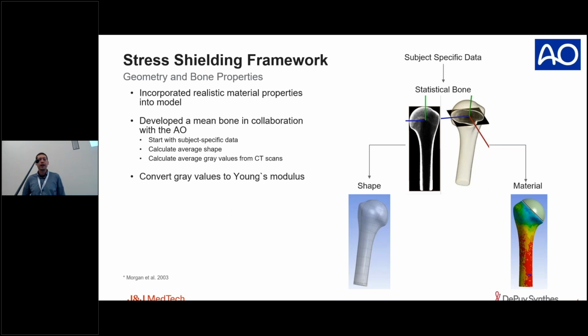For our bone, we actually didn't use internal tools. We partnered with the AO. It's a surgeon expert group in Davos, Switzerland. Synthes has historically worked pretty closely with the AO. We had a subject population to develop a mean statistical shape, and this also included the volumetric data, so we could get an estimate of the material properties by converting the grayscale values to Young's modulus. We only looked at average shape in this particular study, but there's certainly other shapes we could have investigated.